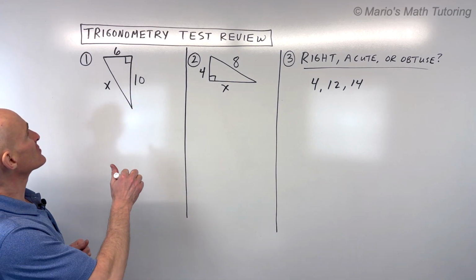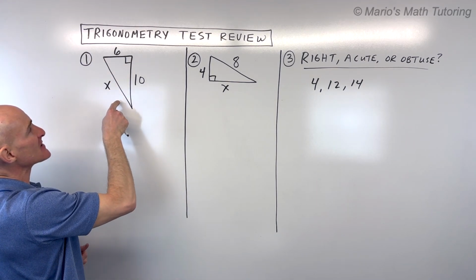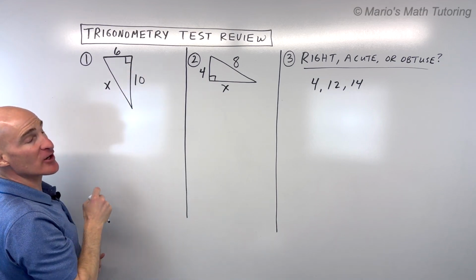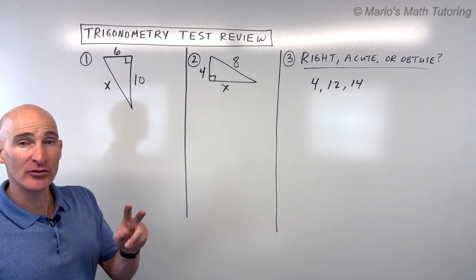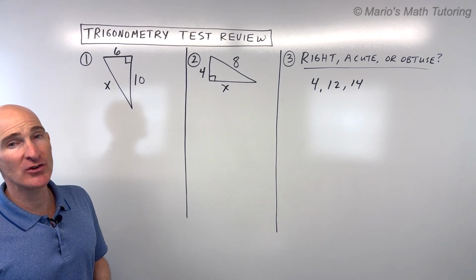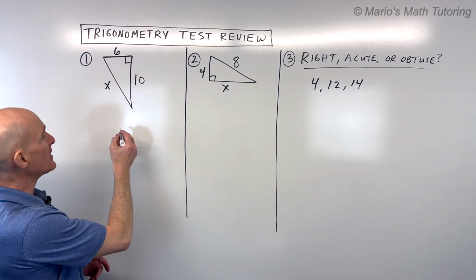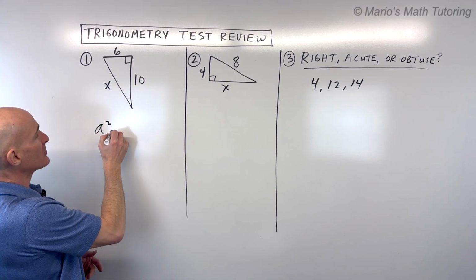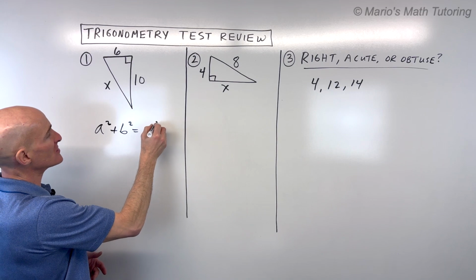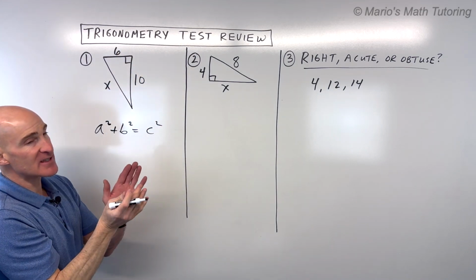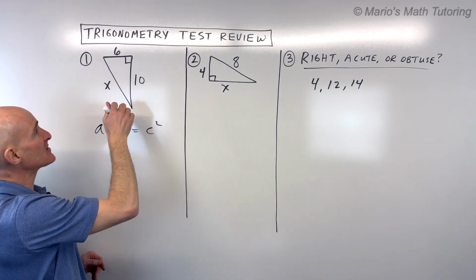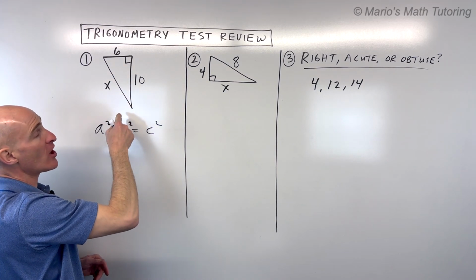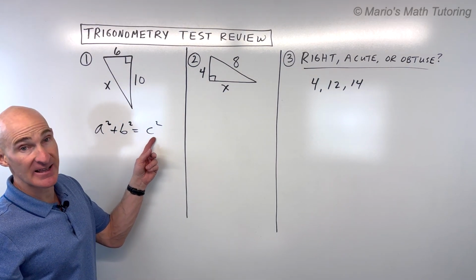What would you do for this first example here? We're trying to solve for this missing side length, and you can see it's a right triangle. So when you have a right triangle and you have two of the three sides, that's when you want to use the famous Pythagorean theorem, right? That's a squared plus b squared is equal to c squared. Just remember, a and b are the sides that make up the right angle. Those are the legs. And the one across from the right angle, that's the longest side. That's our hypotenuse. That's the side c.